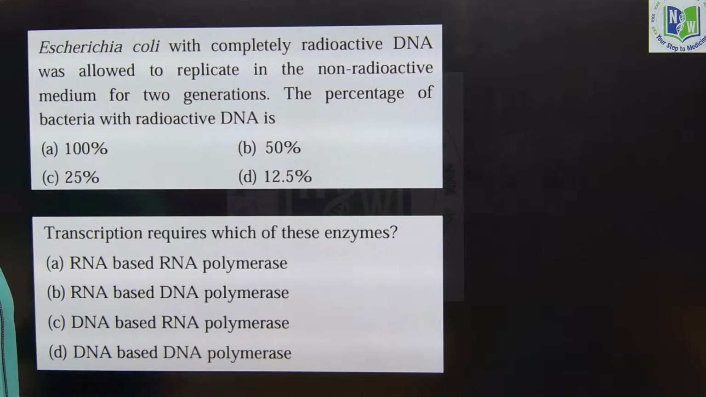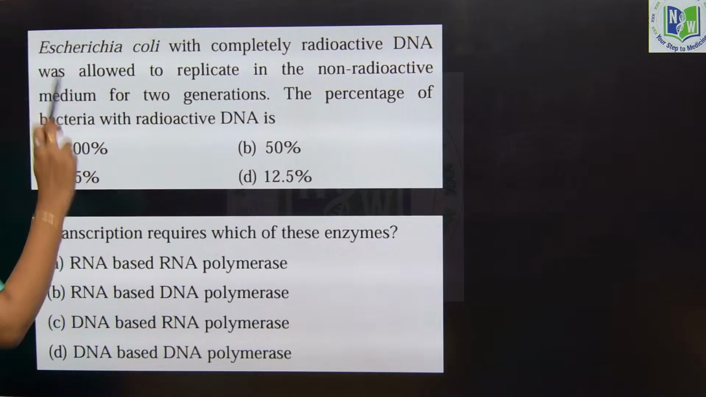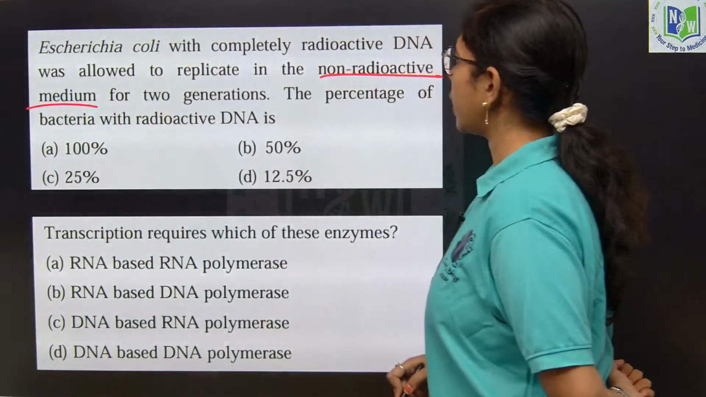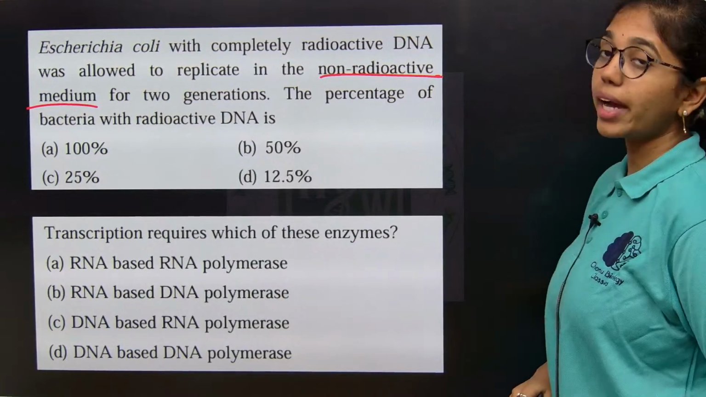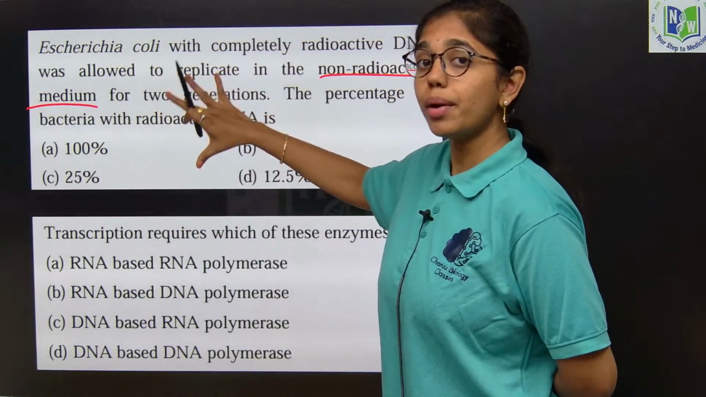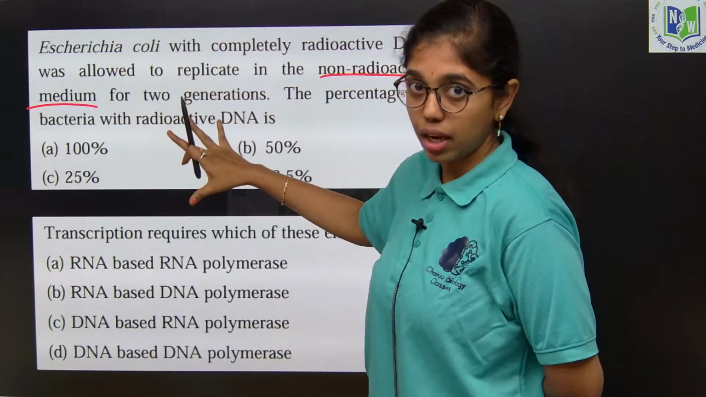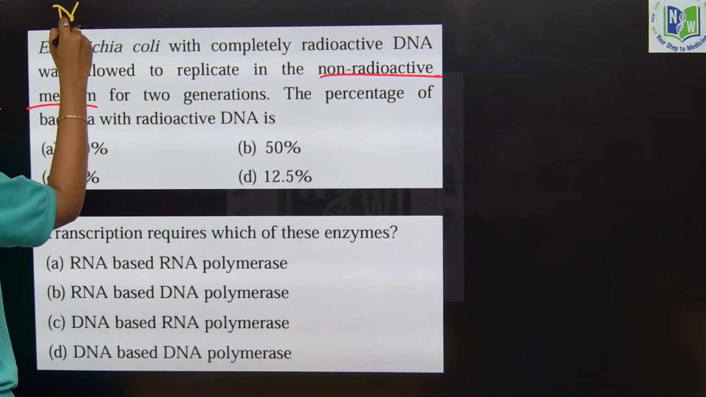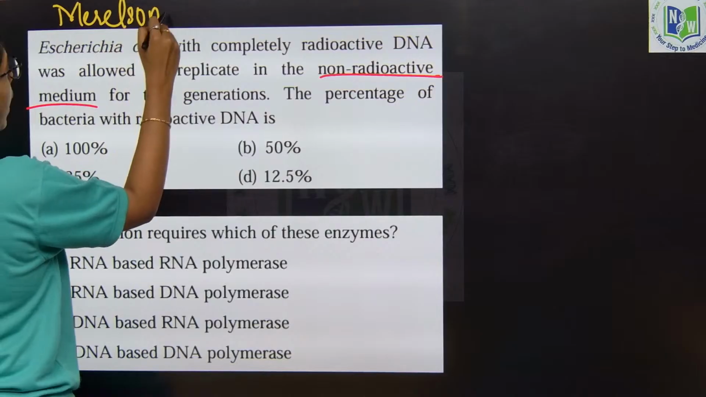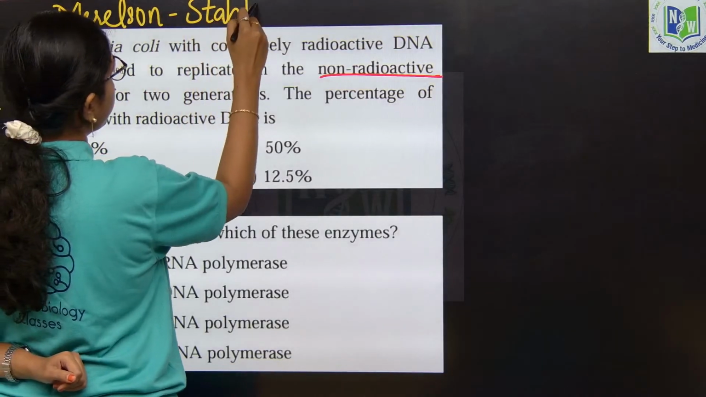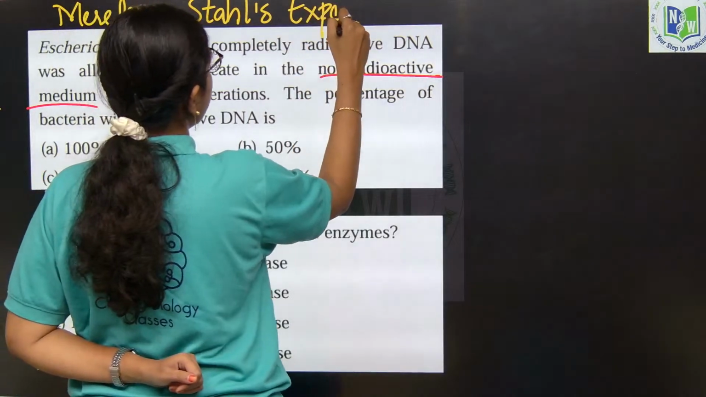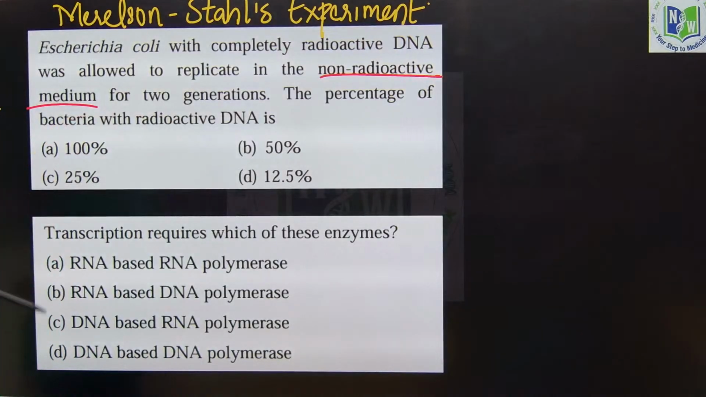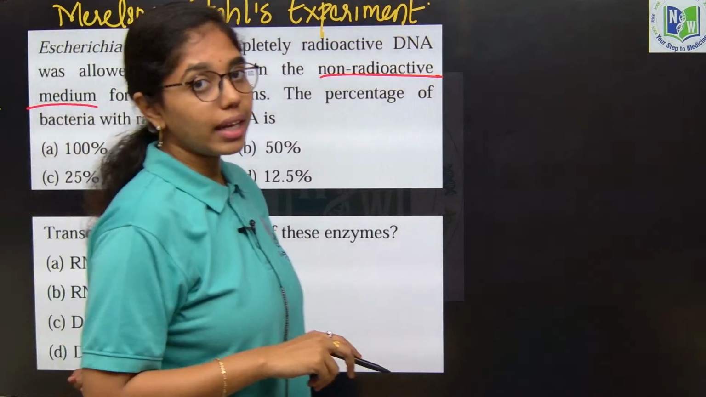E. coli with completely radioactive DNA was allowed to replicate in the non-radioactive medium for 2 generations. The percentage of bacteria with radioactive DNA is... This question is from the experiment of Meselson and Stahl. Meselson and Stahl's experiment is an experimental proof for the semi-conservative method of DNA replication.